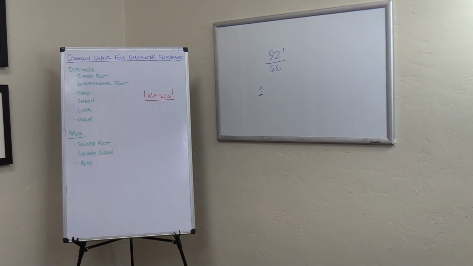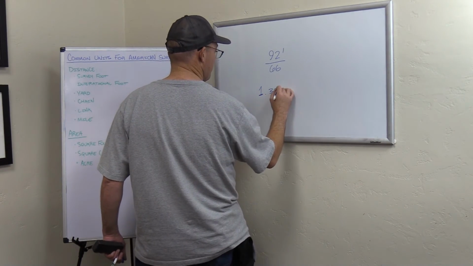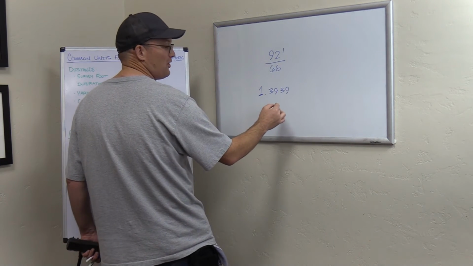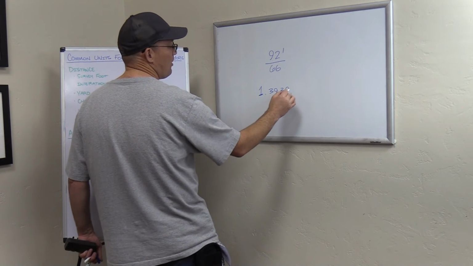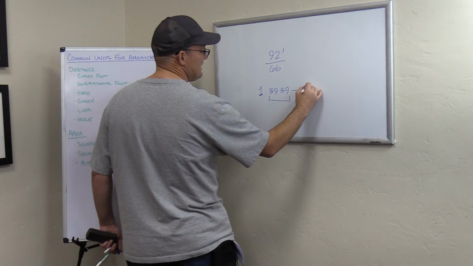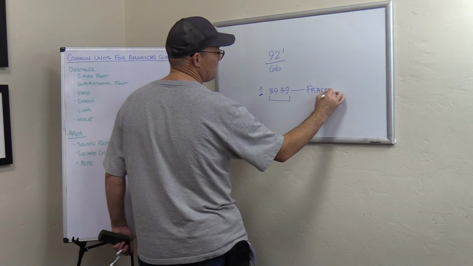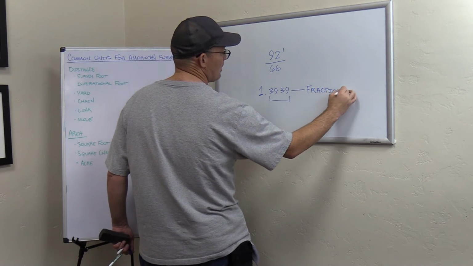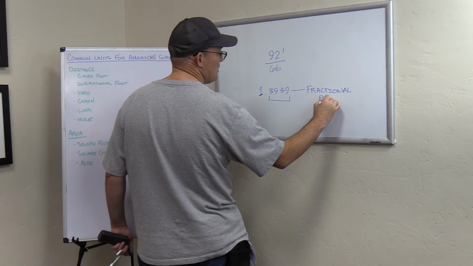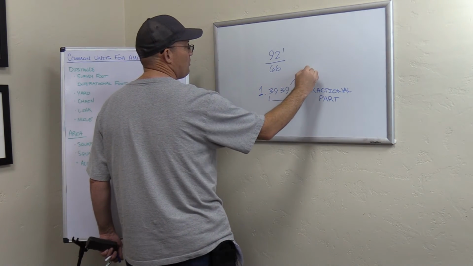Okay, so we got 1.3939 chains. But now we want to know how many links is this fractional part of the chain. So this is a fractional part of a chain, and we want to know how many links it is. Now we know there's 100 links in a chain, so all we do is multiply that number by 100.